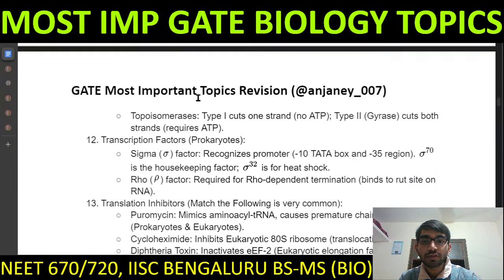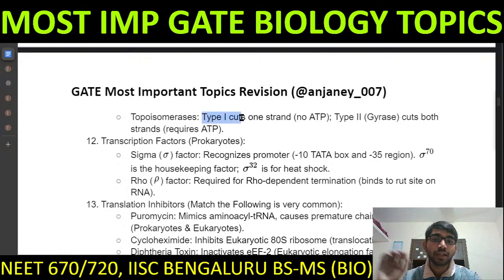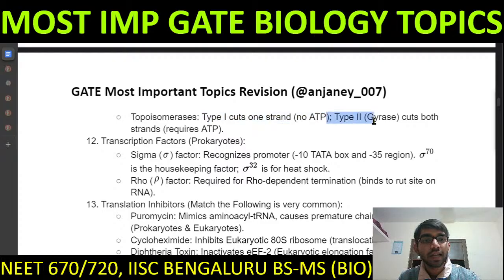Then there is topoisomerase. So type 1 topoisomerase cuts only one strand of DNA and it does not require ATP. The type 2, which is also called gyrase, cuts both the strands and requires ATP. So this distinction you should also keep in mind.